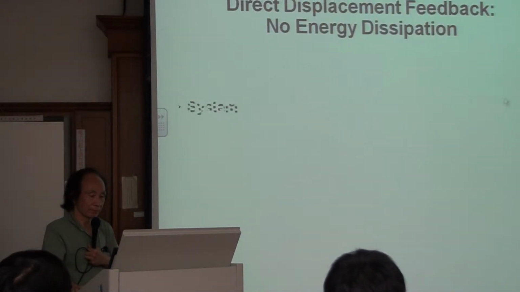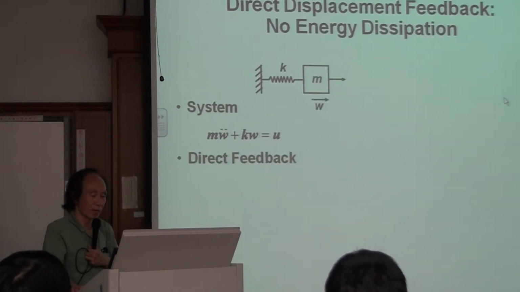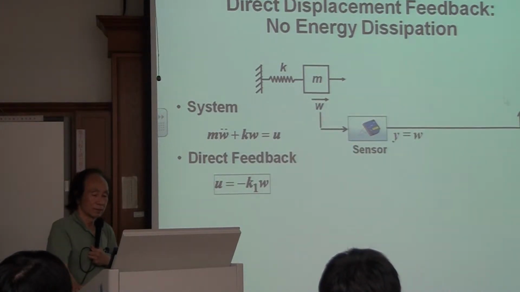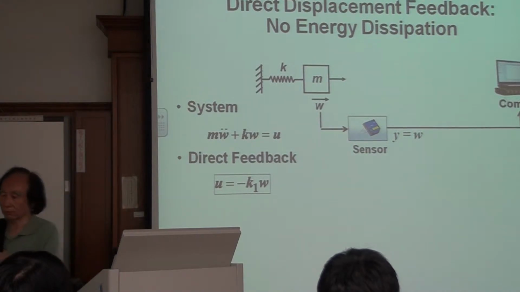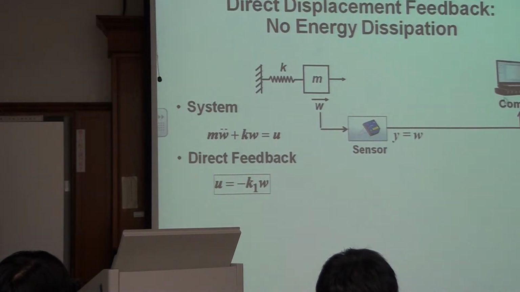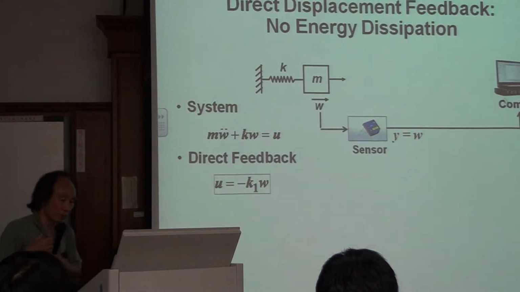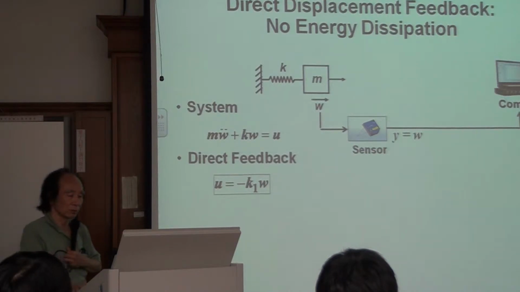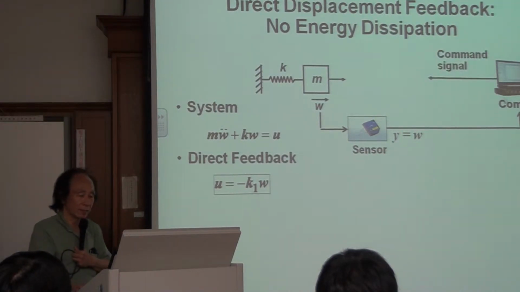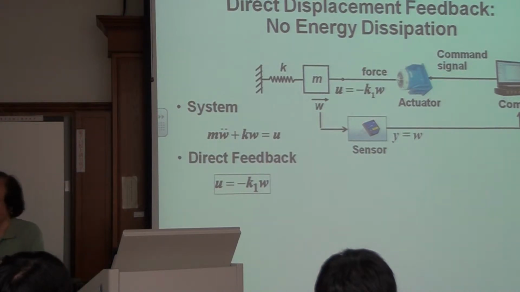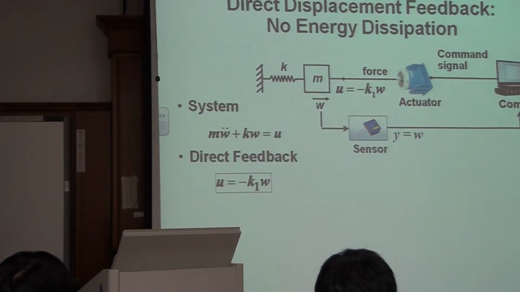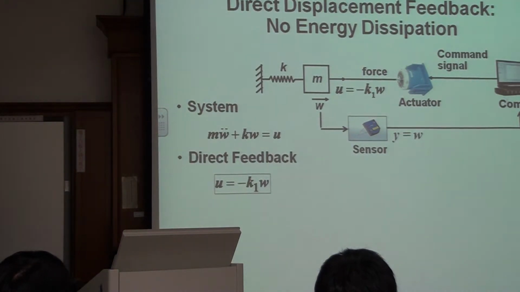All right. Now let us look at just the direct feedback. U equal to, W happens to be, say, Y equal to W. I'm measuring the displacement. I have a displacement sensor to measure displacement. Then I command it. I say, okay, give me U equal to minus K1 W. It's just simple like that, right? K1.